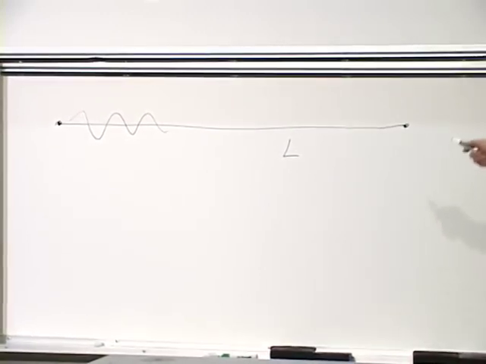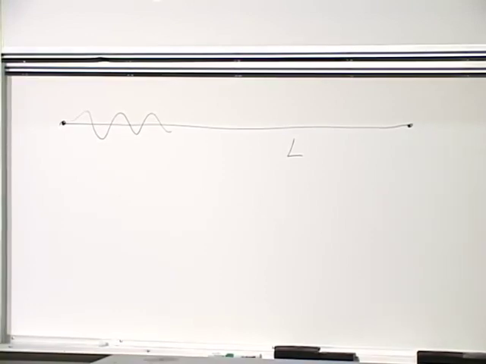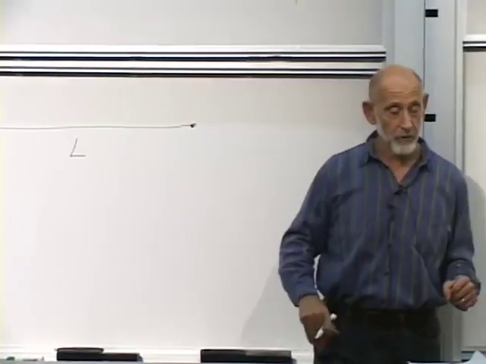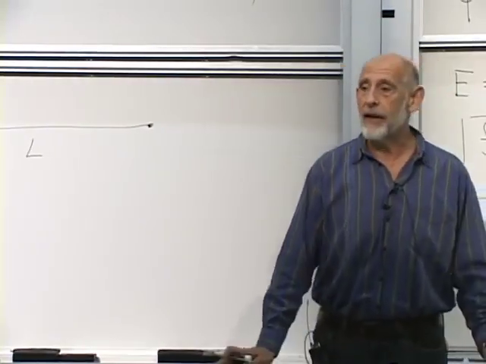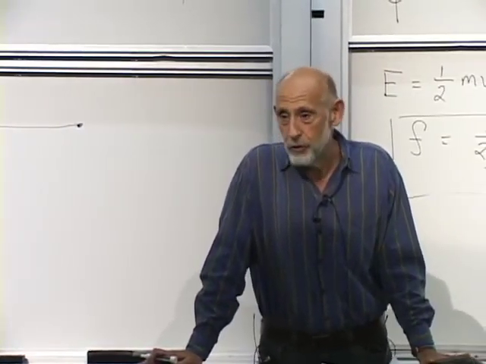The problem with this kind of boundary condition, namely that waves, when they get to the end, reflect, is that it's called a reflecting boundary condition. The problem with it is it violates one of the important conservation laws of physics. What would that conservation law be?